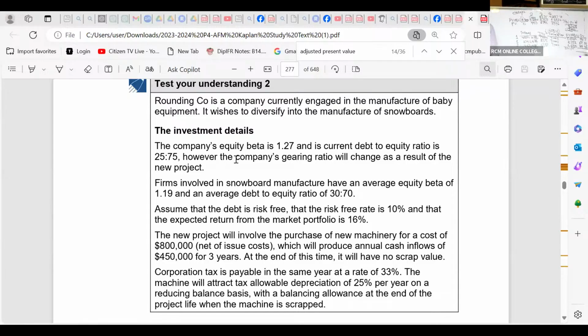details. The company's equity beta is 1.27, and its current debt to equity ratio is 25.75. However, the company's gearing ratio will change as a result of the new project. Firms involved in snowboard, this new industry we are going to manufacture, have an average equity beta of 1.19 and an average debt to equity ratio of 30:70. Assume that the debt is risk-free, that the risk-free rate is 10%, and that the expected return from the market portfolio is 16%.